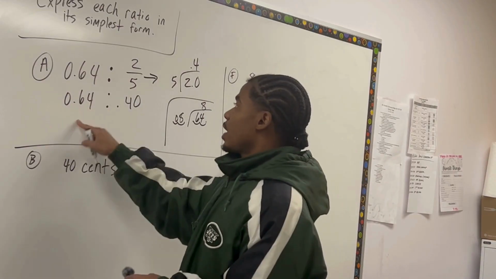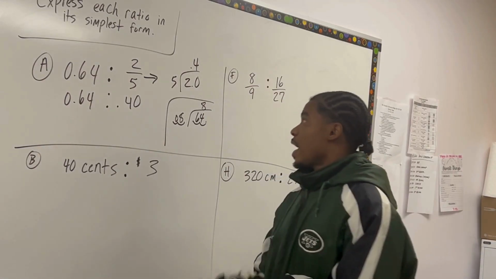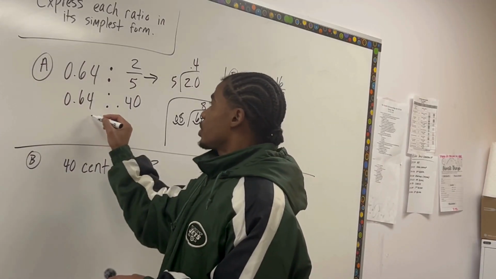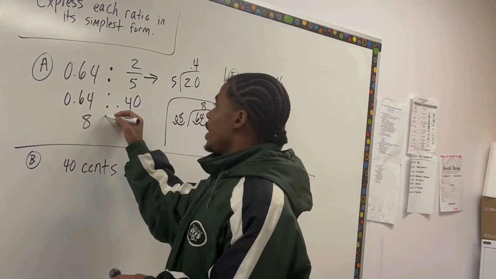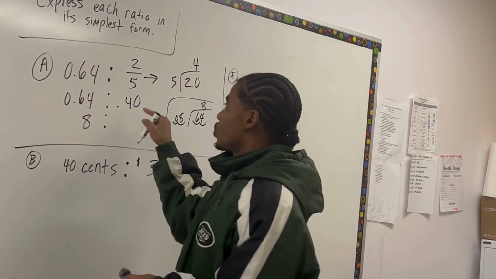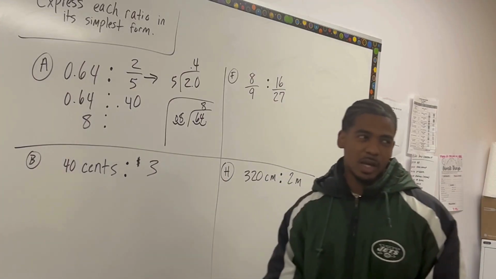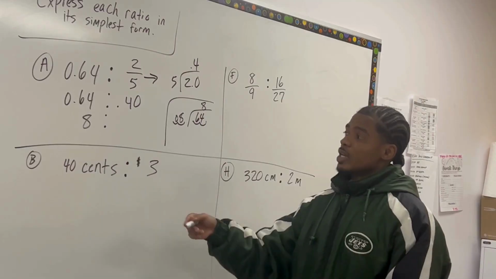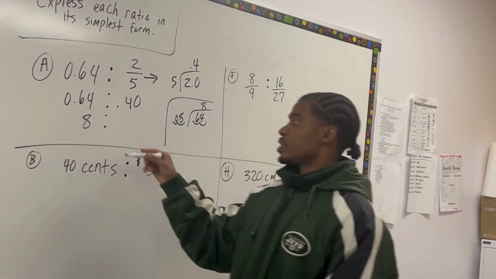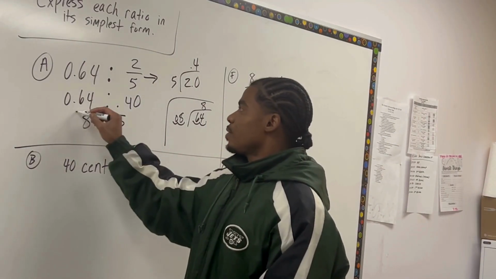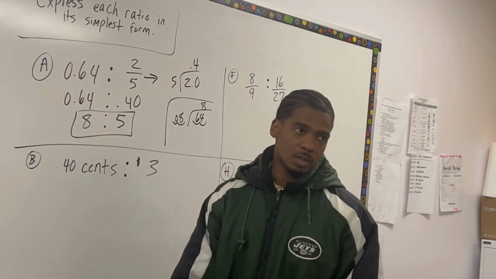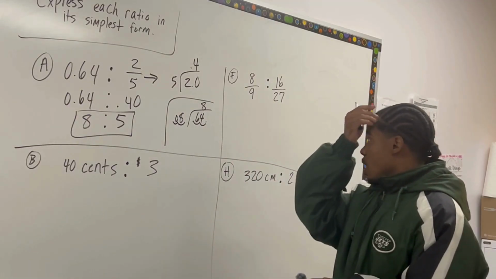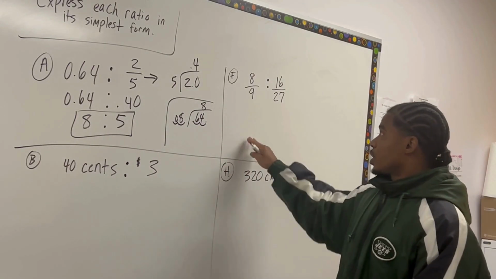So if I divided both of these by 8 hundredths, that would have given me 8 for this one. So that would have been 8, 2, and then what's 40 divided by 8? It's 5. So 40 hundredths divided by 8 hundredths is 5. 5 is a prime number that can't be simplified. All right, let's do this one and then we'll come here.